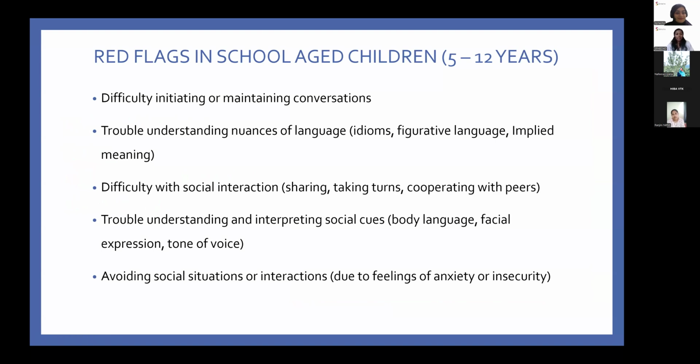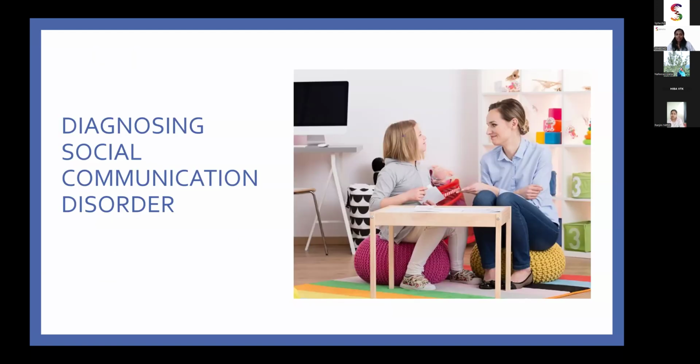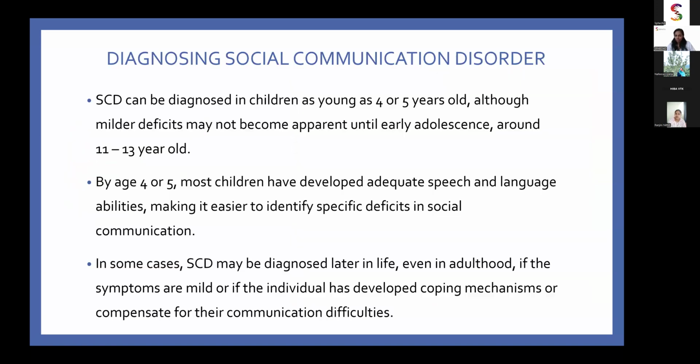Yes, so they avoid social situations or interactions due to this feeling of anxiety. Next is, how do we come to a conclusion that my child might have a social communication disorder? This can be diagnosed in children as young as 4 or 5 years old, although milder deficits may not become apparent until early adolescence. Why do we say that?